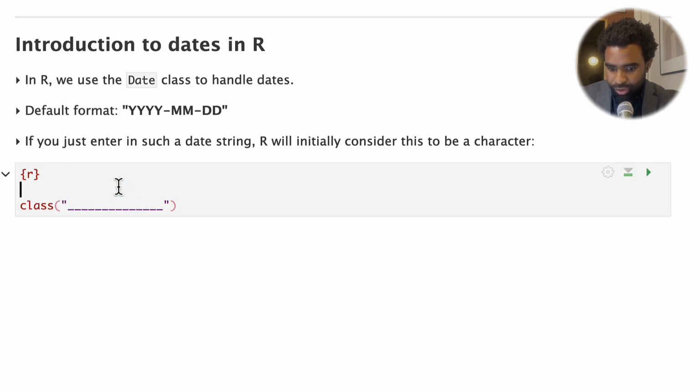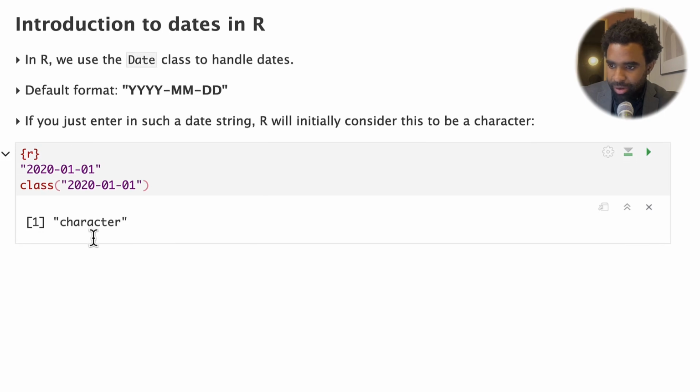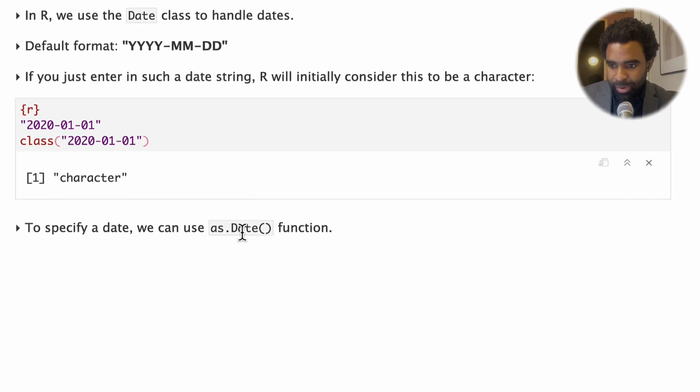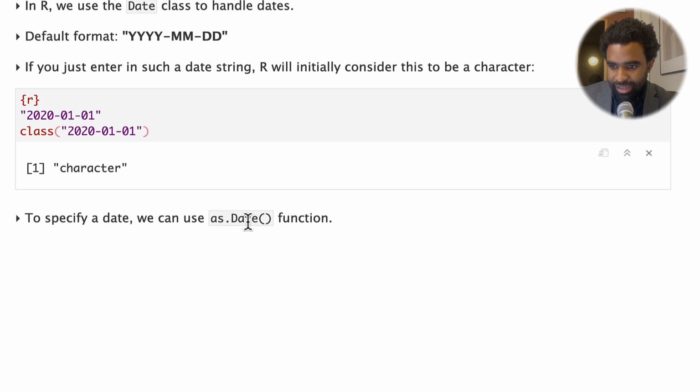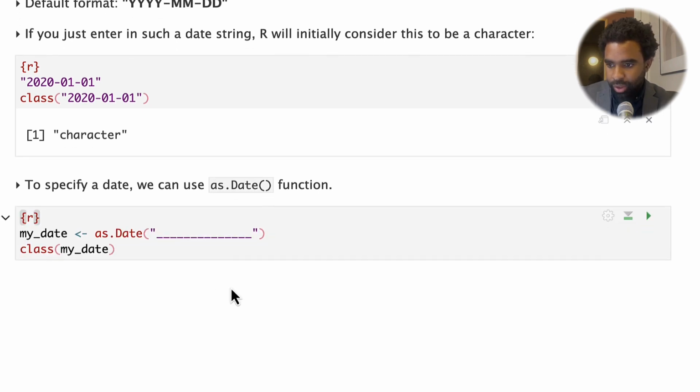If we just enter the string, say 2020-01-01, which normally would be January 1st of 2020, and we try to run that, we can print that there. Now, if we try to get the class of that value, we'll see that it's just a character. So we need to do something special for R to consider this to be a date. And what we do is we specify using the as.Date function. Notice the capital D in Date. So let's go ahead and try that now.